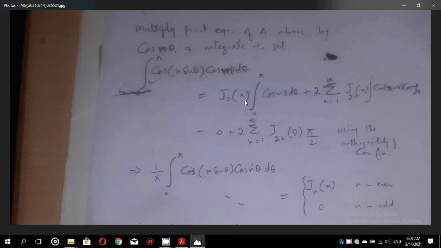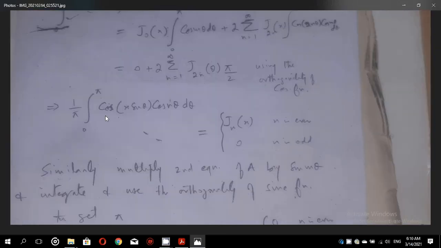As long as J naught x is concerned, when we multiply this, this integral is 0. So this is what we get as a result of this step, and this is further equal to, as you see, this integral using the orthogonal property is equal to Jnx when n is even and is equal to 0 when n is odd.